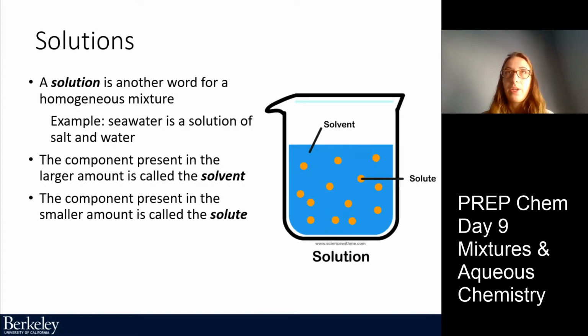That can be more easily visualized if we look at this diagram here, where you have the solvent. In this case, that's the large blue area, and then you have all of the small orange dots, and that's the solute. Because we have fewer orange dots than we have of the big blue, the orange is the solute, and the blue is the solvent. And together, they make up a solution.